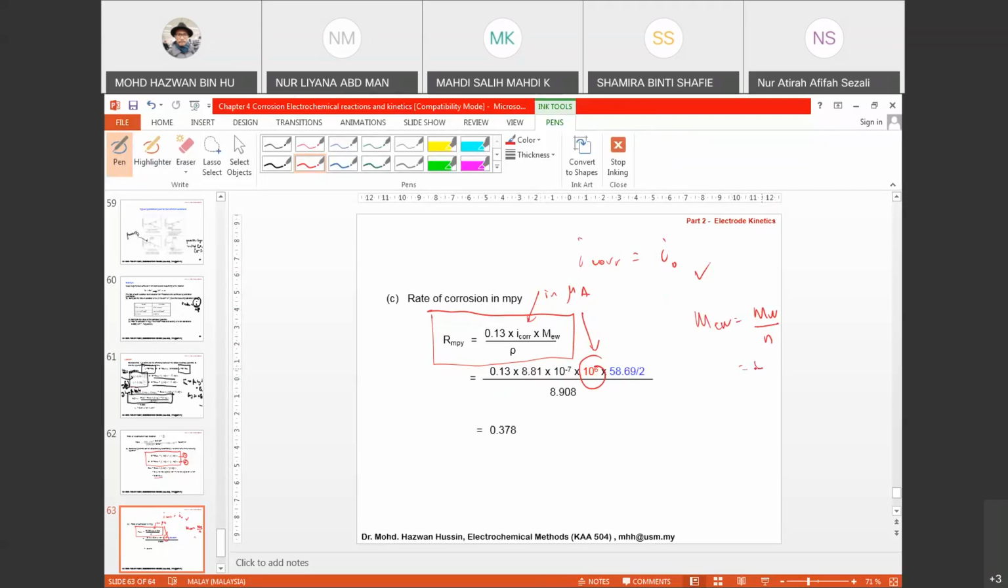In this case, 58.69 divided by 2. And the density is the density of nickel. Then you will get the corrosion rate equal to 0.378 mpy.